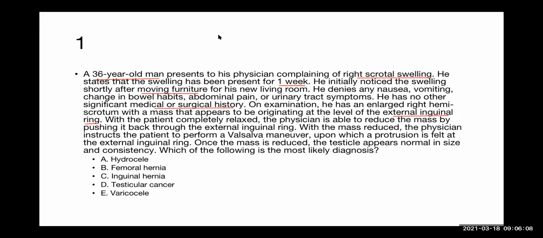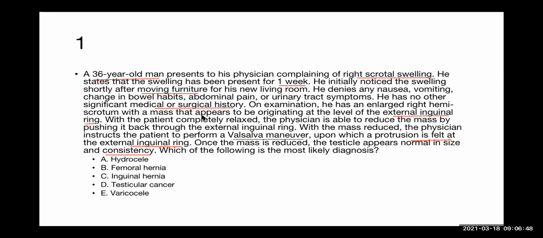So that means it is not a very complicated type of case till now. With the mass reduced, the physician instructs the patient to perform a Valsalva maneuver. The Valsalva maneuver will increase the intra-abdominal pressure so that if a hernia is there, it will again pop out or the hernia will become prominent. That exactly happened here because the protrusion is felt at the external inguinal ring. Once the mass is reduced, the testicle appears normal in size and consistency. So it is not coming from the testes.